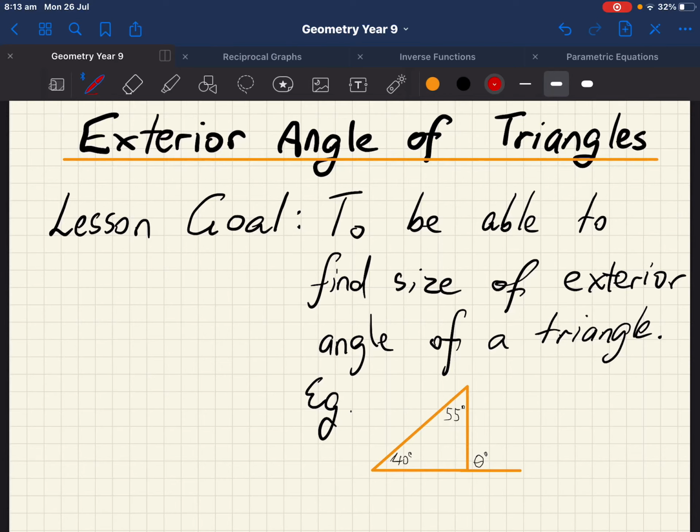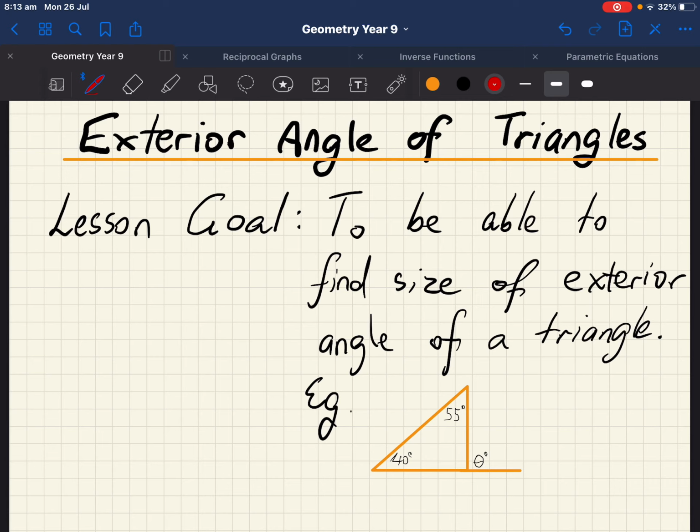Good morning, everyone. Welcome to our next lesson, which is on the exterior angle of a triangle. So make sure, if you haven't yet, pause the video, grab your book, pen, calculator, because you're going to need all three. Okay, so hopefully you've got all your maths equipment ready, and now we can begin.